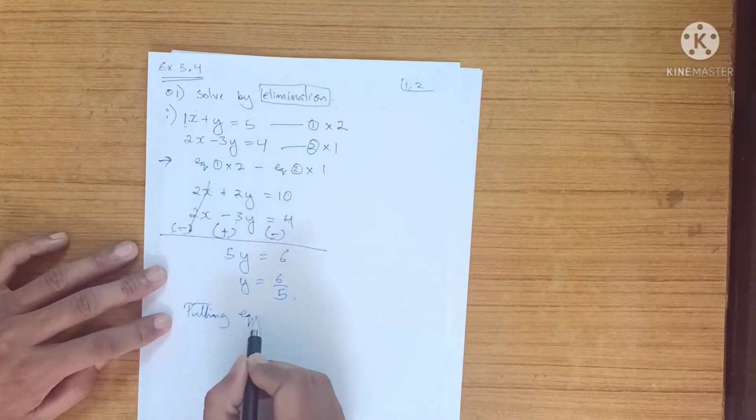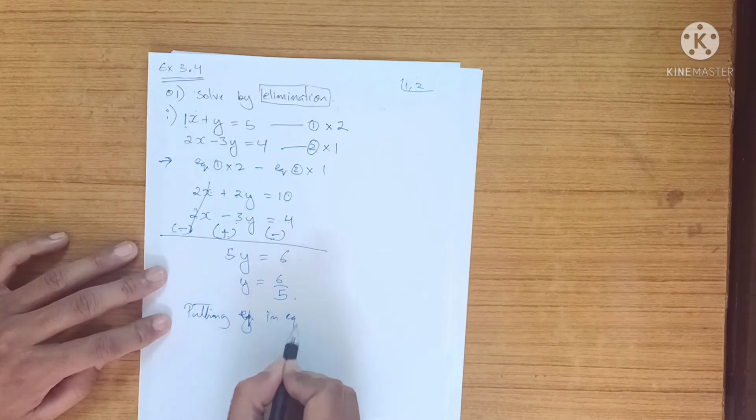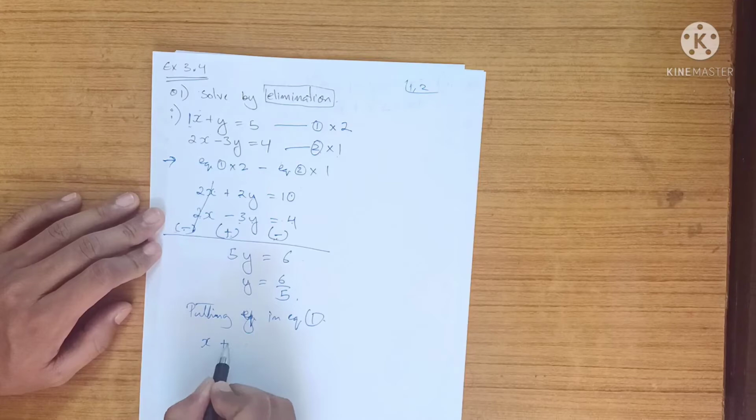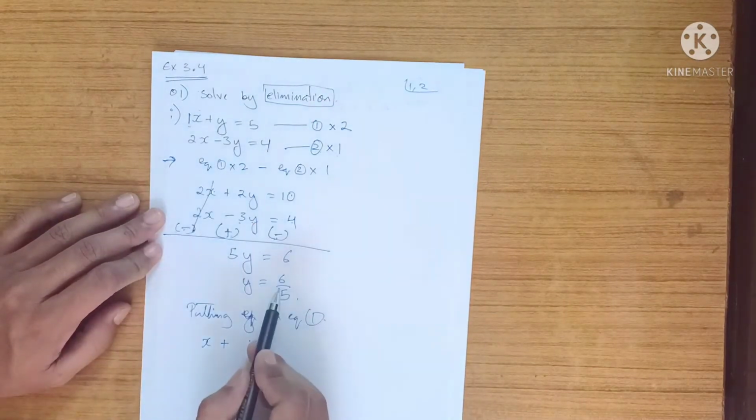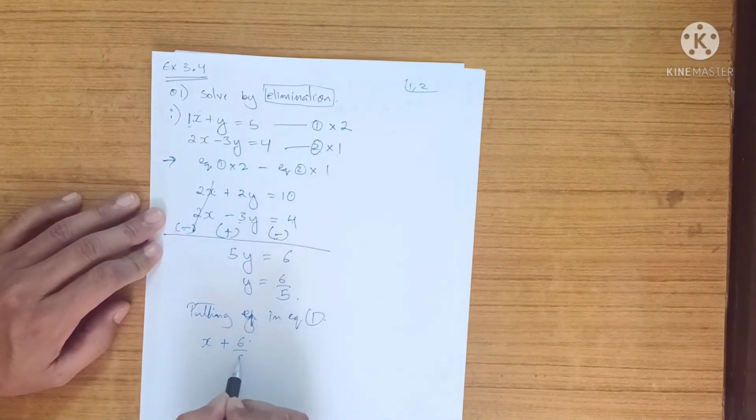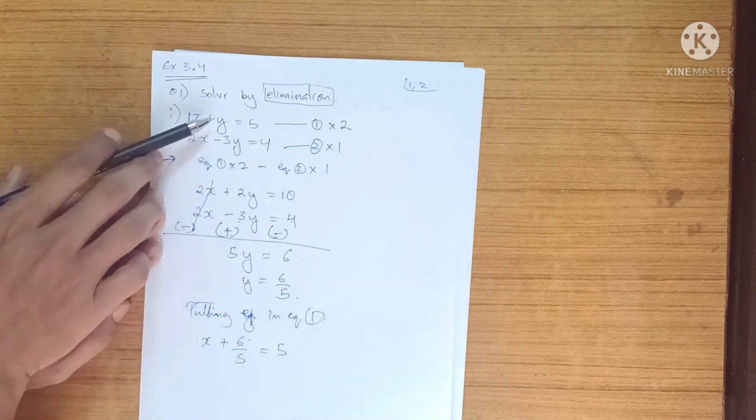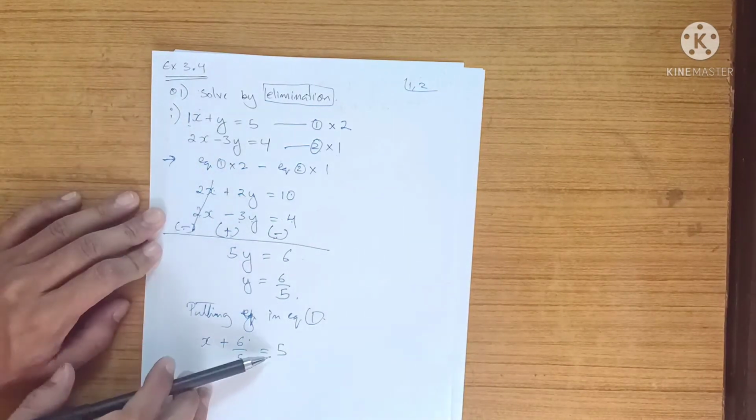Okay, putting y in equation 1. You can literally put in equation 2 also, you get the same result. x plus, instead of y, I'm gonna put 6 by 5 equal to 5. See, x, instead of y, I put 6 by 5, and instead of 5, there's 5 only.